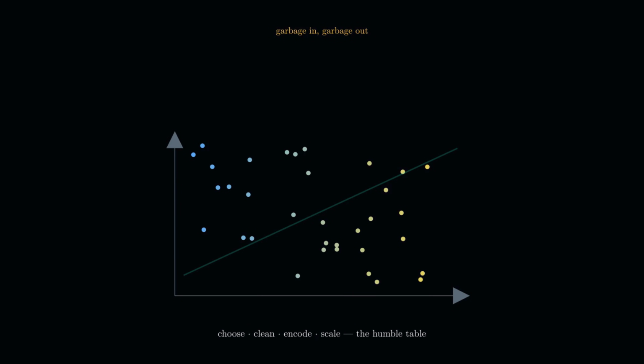Which brings us to the rule that quietly governs this entire field: garbage in, garbage out. A brilliant algorithm fed messy, biased, or badly chosen features will lose every time to a simple algorithm fed clean and thoughtful ones. The features place the points, the labels color them, and the model only ever draws the geometry in between. So a huge share of machine learning isn't about writing fancy algorithms at all. It's choosing, cleaning, encoding, and scaling the columns of this humble table. Get that right, and everything we build on top of it has a fighting chance.